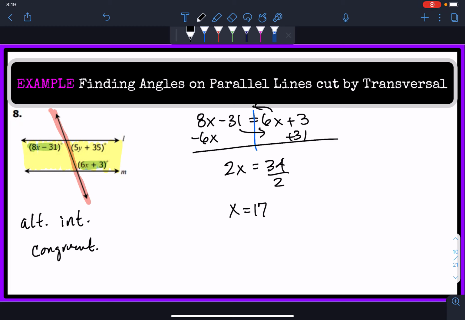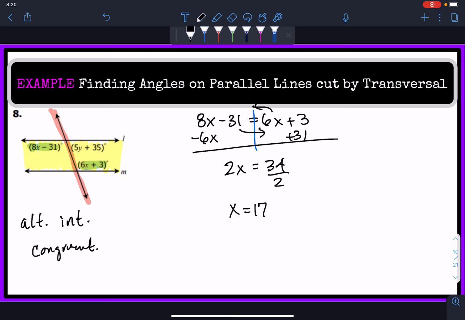So now that we know that x is 17, I can now figure out the measurement of these two angles simply by plugging 17 into the x, into either one of them. And it doesn't matter which one, because again, they're equal to each other. So if I know one, I know the other one as well automatically. Let's plug it into the bottom one. It uses smaller numbers.